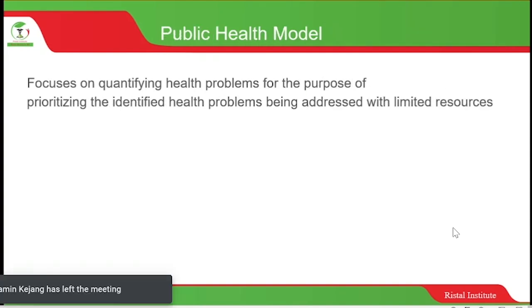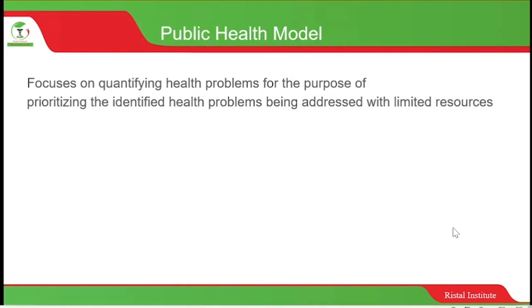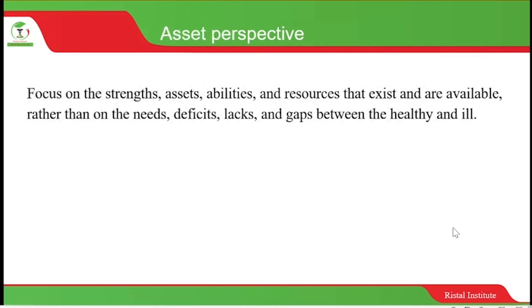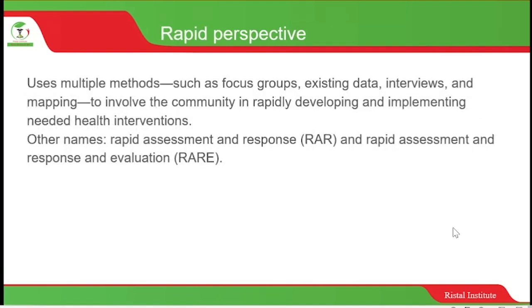You get to know the definitions, and you compare and contrast. The same applies to the public health model. This one just focuses on quantifying health problems for the purpose of prioritizing the identified health problems being addressed with limited resources. You also read about that. Same with social perspective, then asset perspective. Then we have the rapid perspective also. This one uses multiple methods such as focus groups, existing data, interviews, and mapping. So we also read about that.